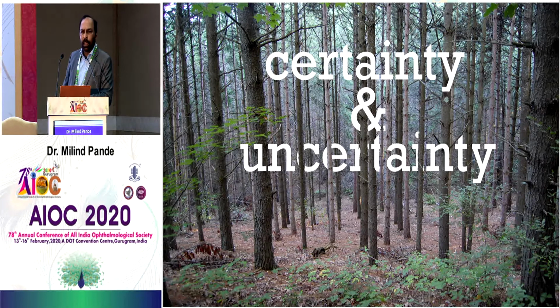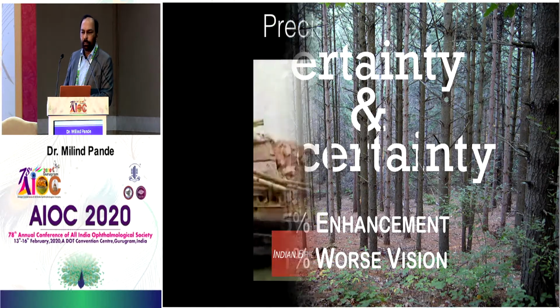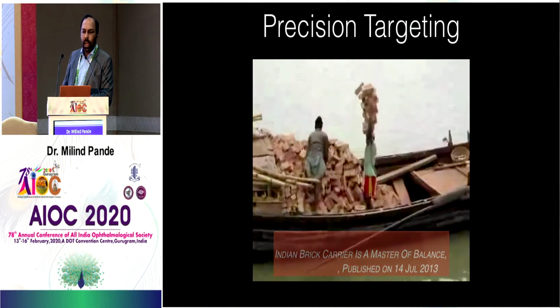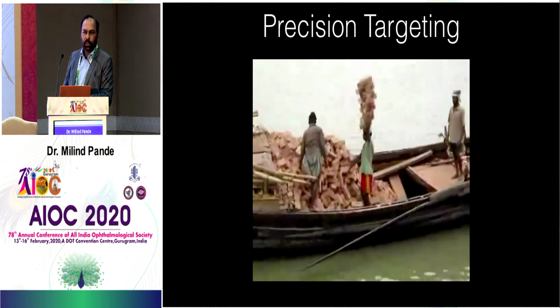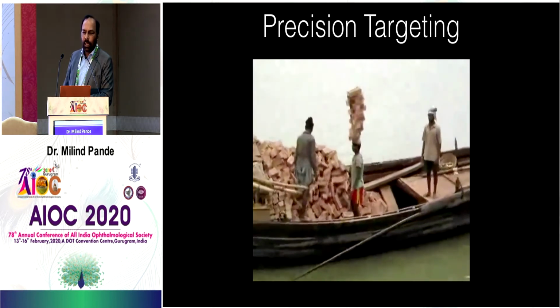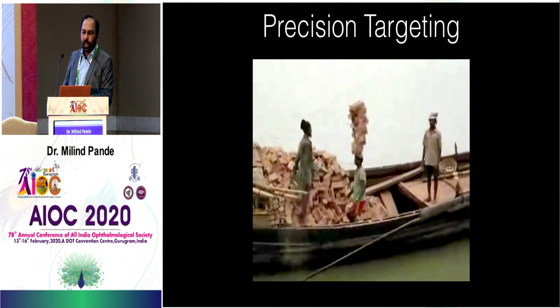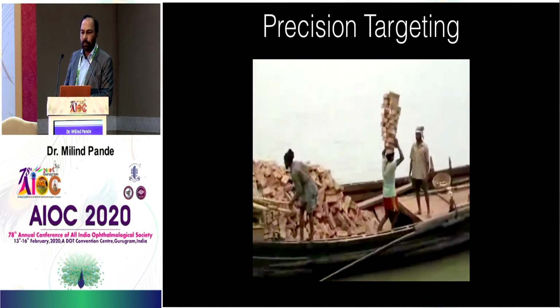Then we have the standard things that happen with any type of surgery. We have to talk to them about the certainty and the uncertainty, and we get these figures that less than 5% of patients will need an enhancement, and less than 1% end up with worse vision than what they have to begin with. A key area is your biometry targeting, and it's very important that you have to be as good as this gentleman here who's carrying bricks on his head. But it has to be that precise for us to get our presbyopia patients to good outcomes.